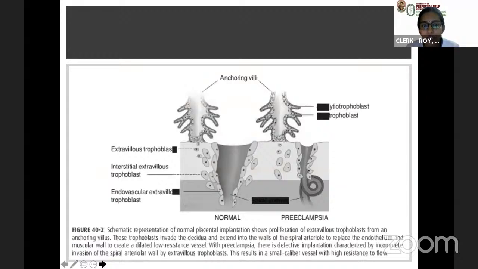So this is an example of the normal and the one with preeclampsia. You can see that the diameter of the spiral arteries is reduced, and this increases the peripheral vascular resistance.